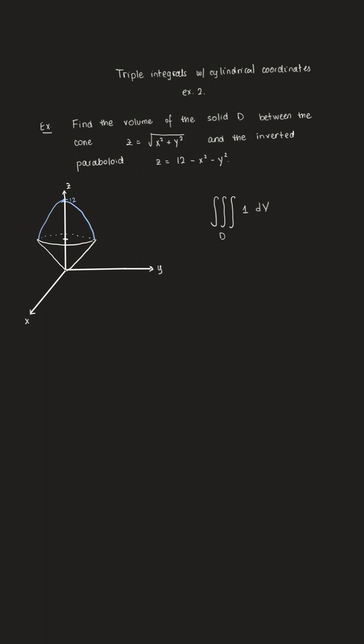And because the intersection of these two surfaces is a circle, it makes sense to use cylindrical coordinates, where we keep our z, but we will convert the region on the xy plane to polar coordinates. Also, because this is symmetric about the z-axis, it makes sense to use cylindrical coordinates. And we'll see the difference between using cylindricals versus spherical coordinates in our next class.